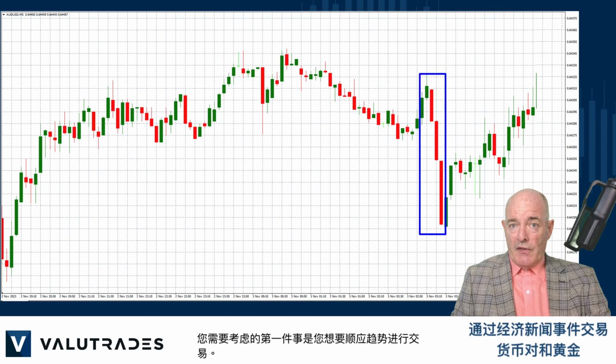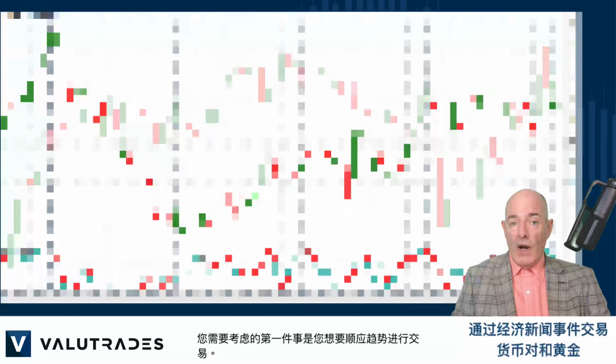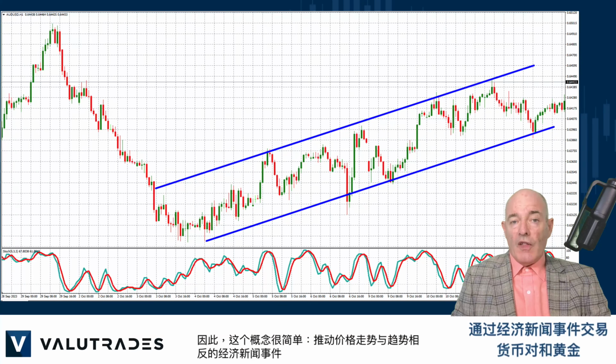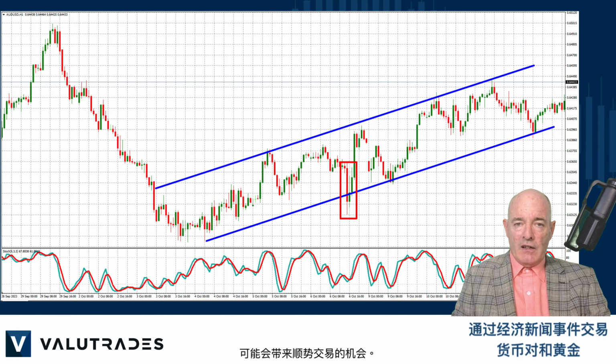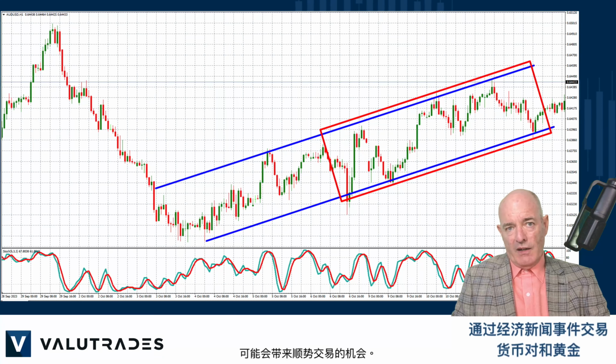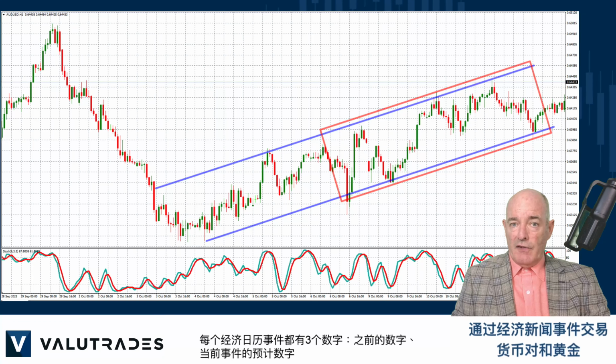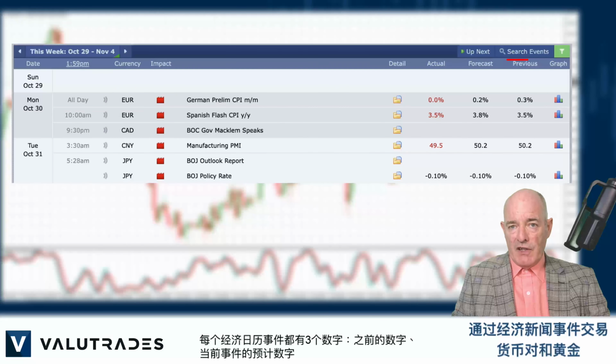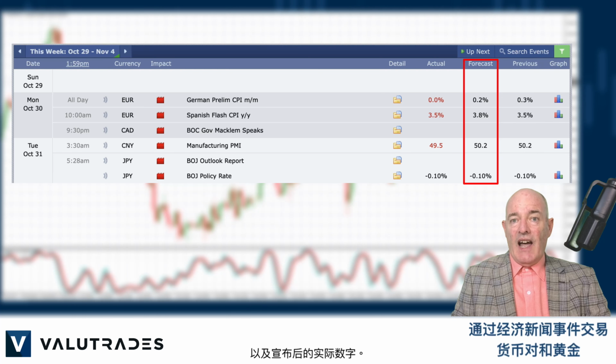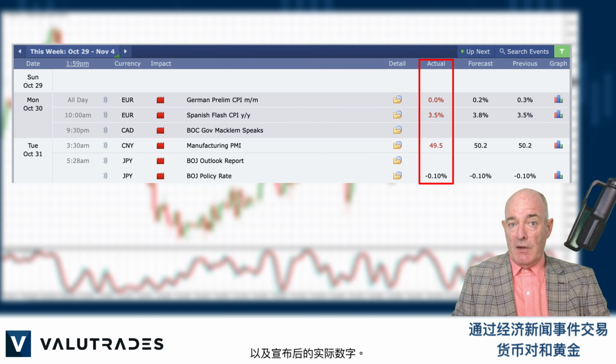The first thing you need to think about is that you want to trade with the trend. So, the concept is simple. An economic news event that drives price action against the trend may result in an opportunity to trade with the trend. Every economic calendar event has three figures: the previous figure, the estimated figure for the current event, and the actual figure once the announcement has been made.